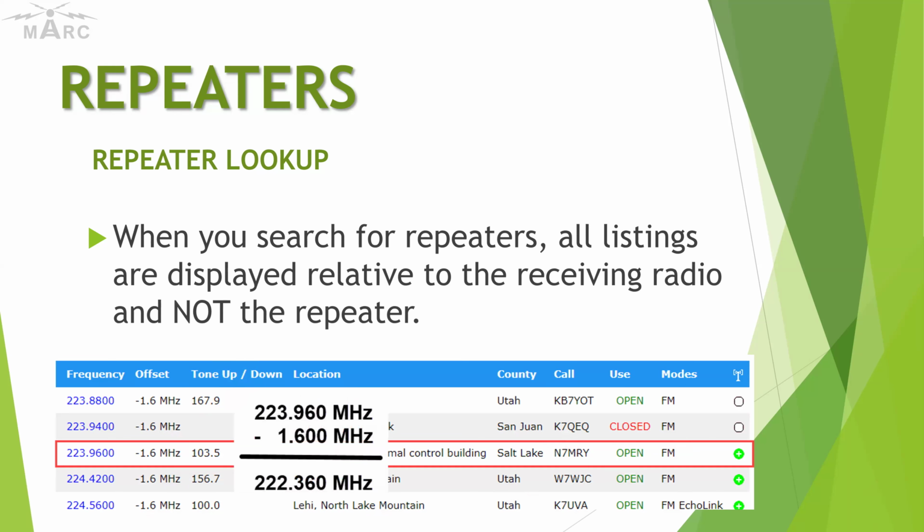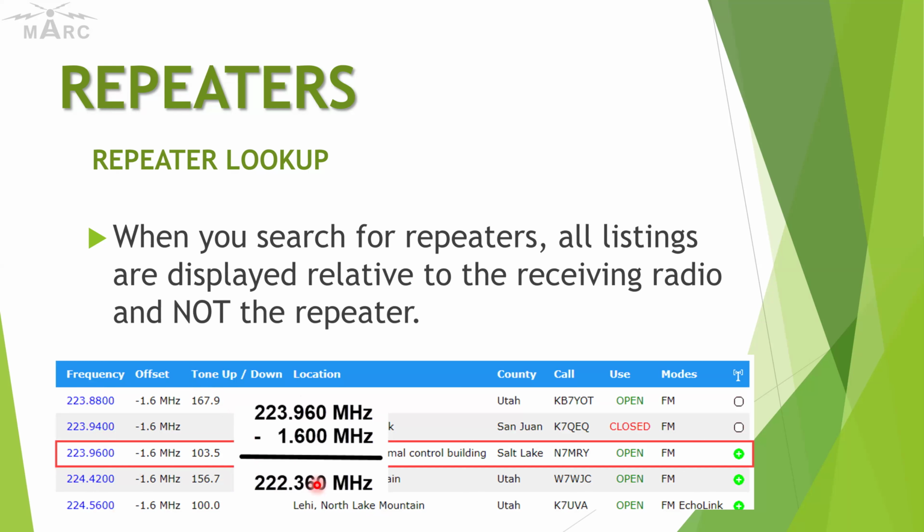And so here's an example here. Just by looking at this web page, we know what the frequency is, and this frequency is always the receive frequency of the radio that you're going to be using, whether it's an HT or a mobile. So that's the receive frequency. And since there's an offset of minus 1.6, what you do is you just subtract 1.6 from the frequency, and it gives you another frequency. That is the transmit frequency to your radio.